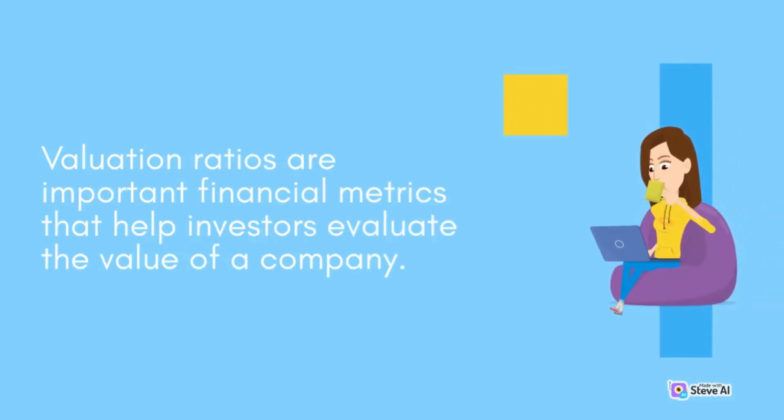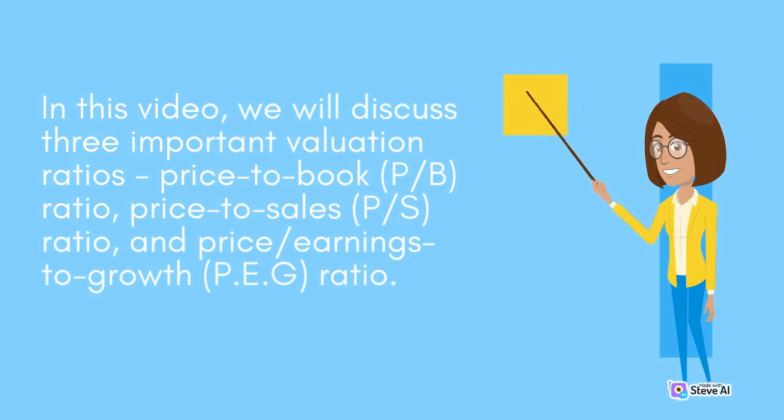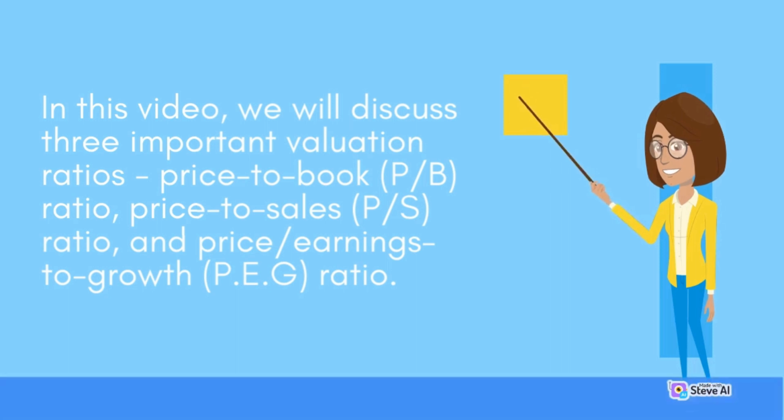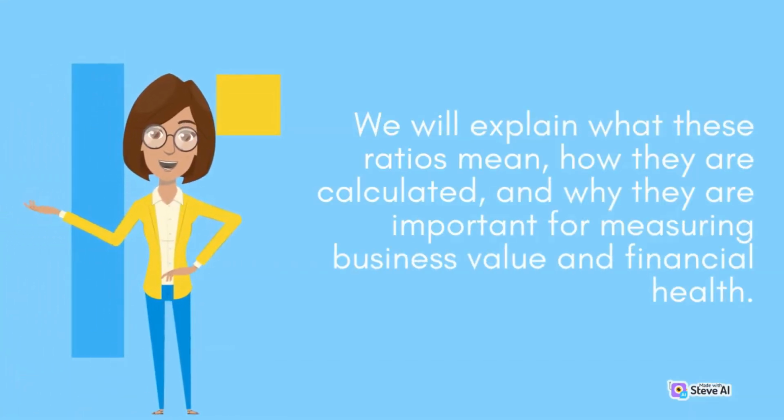Valuation ratios are important financial metrics that help investors evaluate the value of a company. In this video, we will discuss three important valuation ratios: price-to-book (P/B) ratio, price-to-sales (PS) ratio, and price/earnings-to-growth (P.E.G) ratio. We will explain what these ratios mean, how they are calculated, and why they are important for measuring business value and financial health.